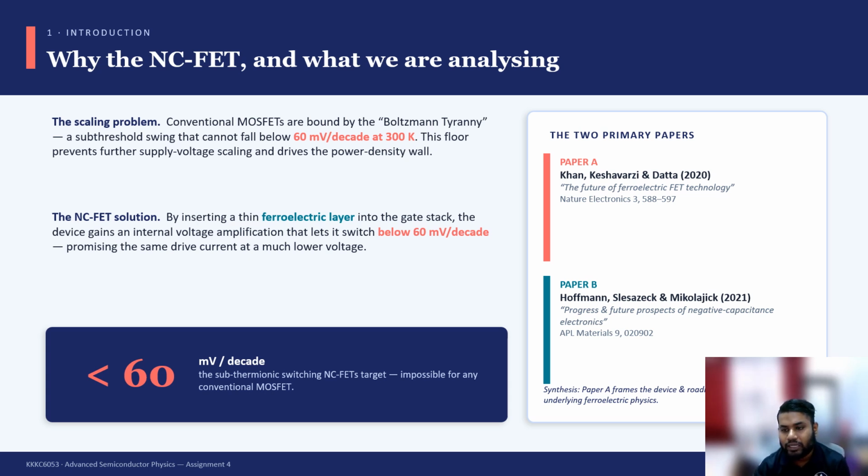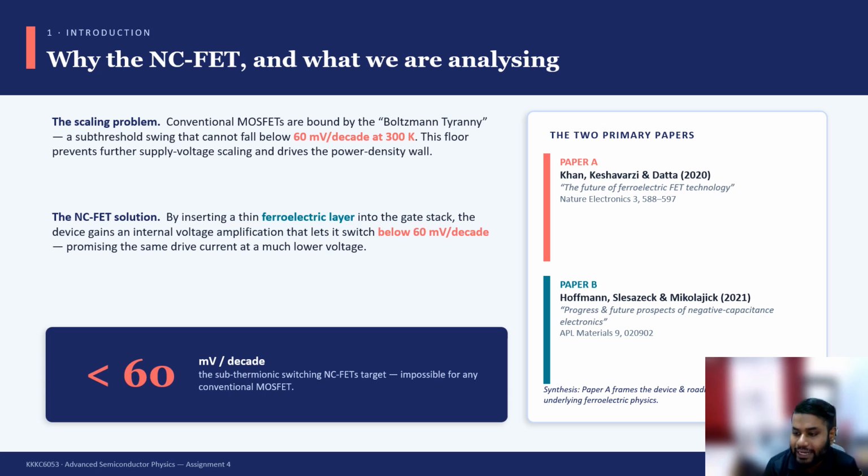As I found in my earlier research, conventional MOSFETs are limited by Boltzmann tyranny. The subthreshold swing cannot go below 60 millivolts per decade at room temperature. That hard floor is what prevents us from lowering the supply voltage further, and it's the root of the crisis in modern chips.